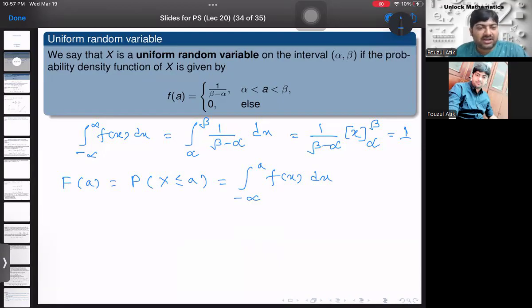Now for the uniform random variable, what is the probability density function? We should check where its value differs. Before alpha it is 0, and after beta it is 0. Between alpha and beta it has a particular value. So if a is less than alpha, then the capital F(a) is 0, because from minus infinity to a the value of f(x) is 0.